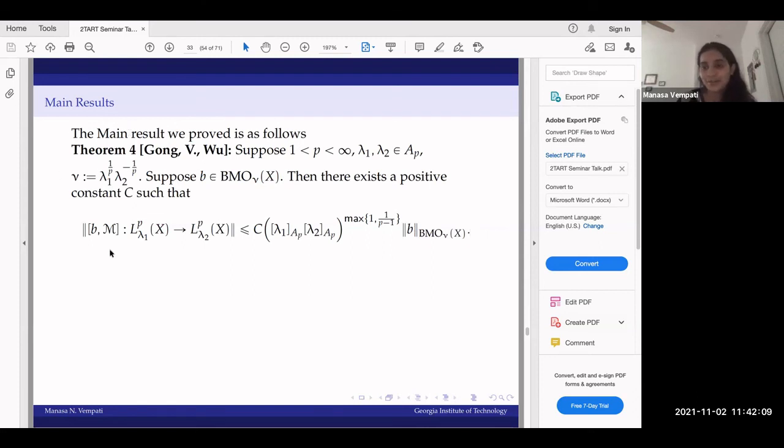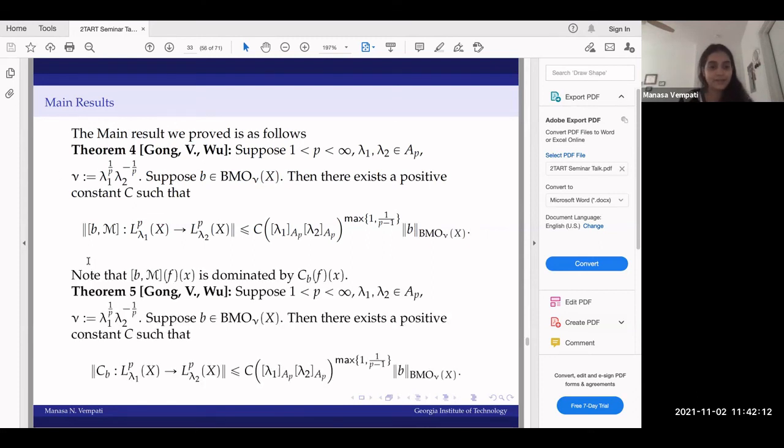In order to prove theorem 4, we actually prove theorem 5. The reason we proved theorem 5 is because we observed that we can dominate the commutator of b with the Hardy-Littlewood maximal function by the maximal commutator. So if we prove our result for the maximal commutator, we end up getting the proof for the operator norm of the commutator with respect to the Hardy-Littlewood maximal function. So we ended up showing theorem 5, where we have a similar setting for p, lambda 1, lambda 2, and nu. And we showed a similar bound for the operator norm of the maximal commutator.